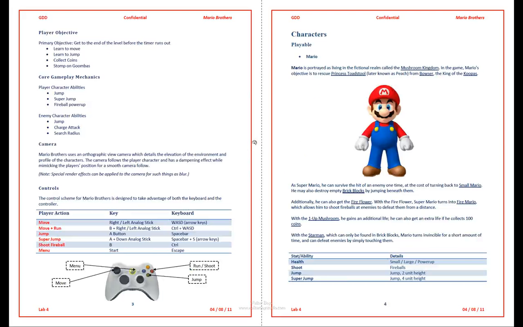Next, we have one for player objectives. And the player objectives really is for what is this player's purpose? What is he doing inside of this game? For us, our primary objective is to get to the end of the level before the timer runs out. We're keeping these objectives and these thoughts very narrow just for the chunk of the game that we're actually making.